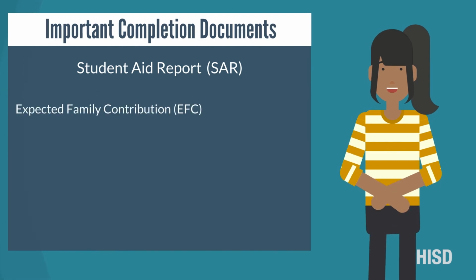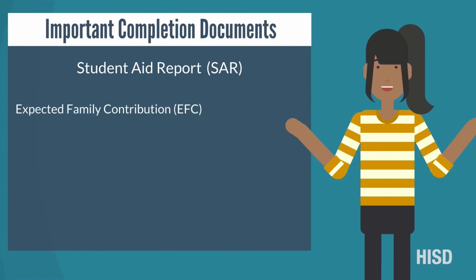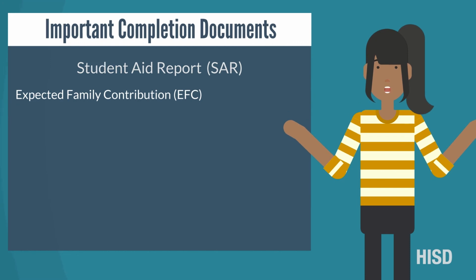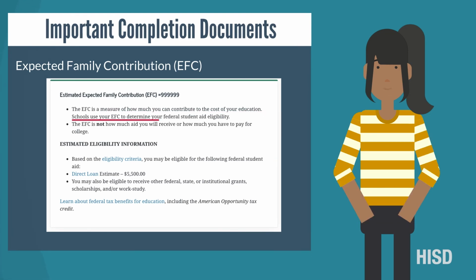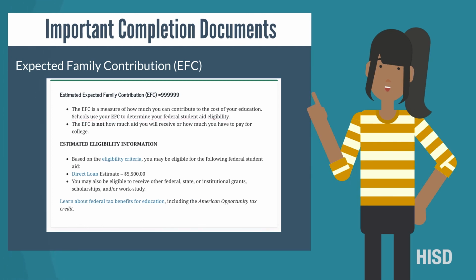The SAR will contain your expected family contribution, or EFC for short. Expected family contribution is a measure of how much you can contribute to your college education. This is an index number that colleges use to determine how much financial aid you are eligible to receive. Please note that the EFC is not the amount of money your family will have to come out of pocket to pay for college, or the amount of federal aid you will receive.